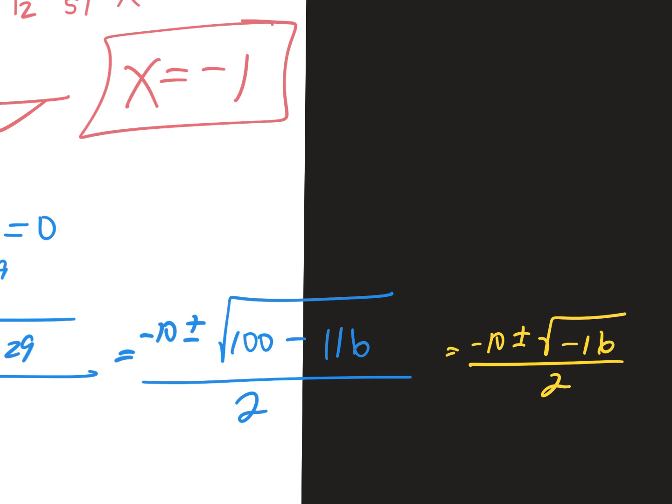So I can do a little more simplifying. What is the square root of negative 16? This is going to be 4i, right? So can I divide 2 into negative 10 and into 4i? All right, so it's going to be negative 5 plus or minus 2i.